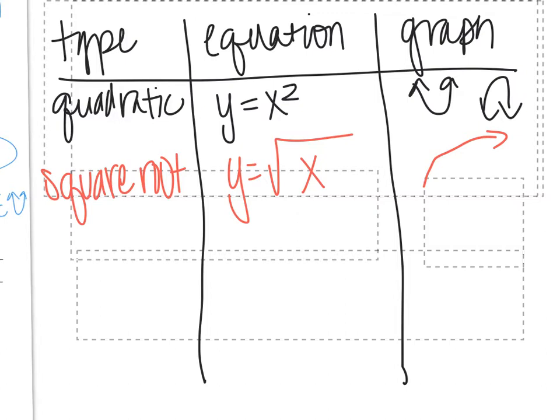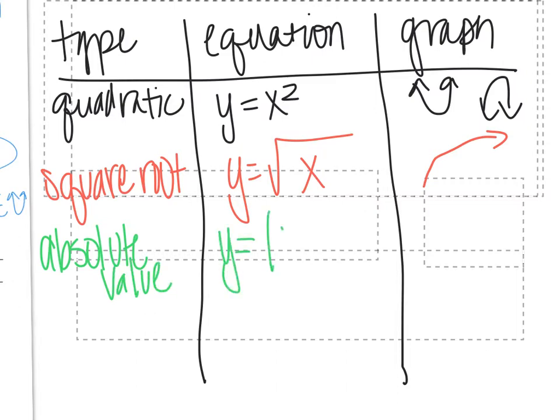The next possible equation we could have is what we call absolute value. Absolute value is going to have y equals, and it's going to have these weird lines that we call absolute value lines. And its graph is going to be a V. Well, that's easy because it's absolute value, so that's V for value.